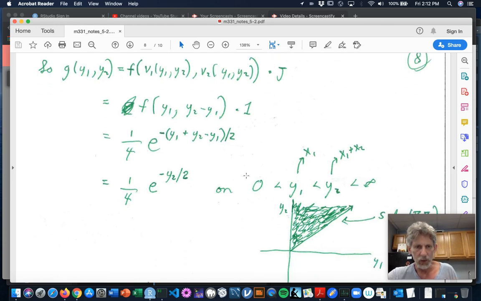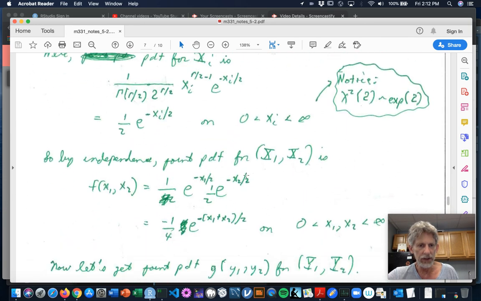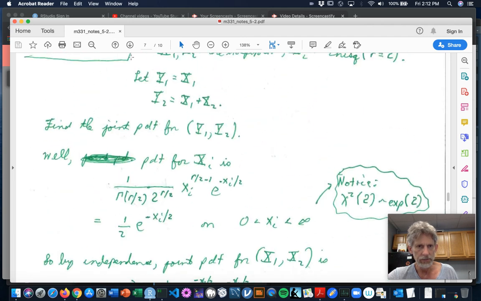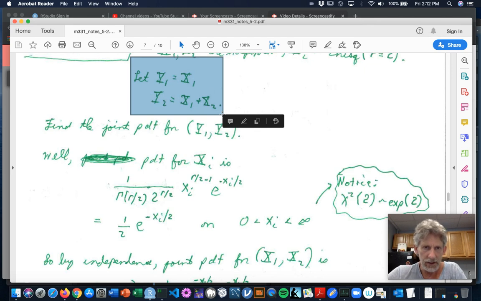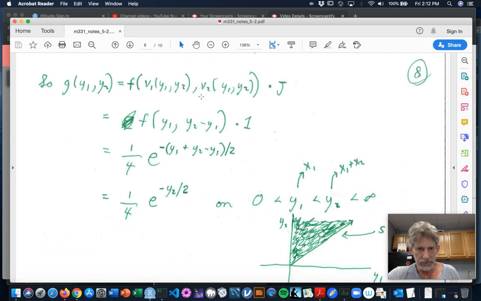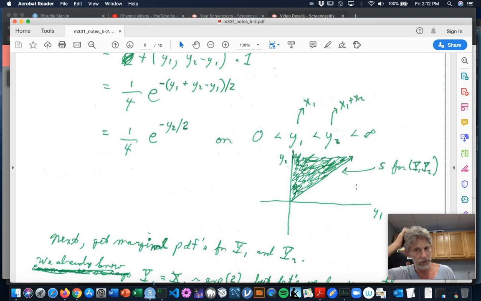So what's the support? Well, thinking about how y1 and y2 were defined, you'll notice that the y1 has to be less than the y2 because the y2 is the y1 plus an x2, which has got to be a positive thing because chi-squareds are positive. So I'm left with this as a support. It's just that upper triangle that we often see in problems like this.